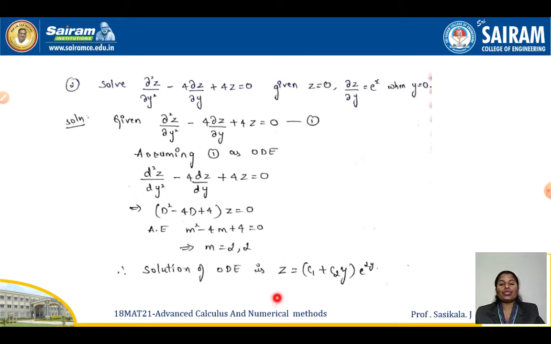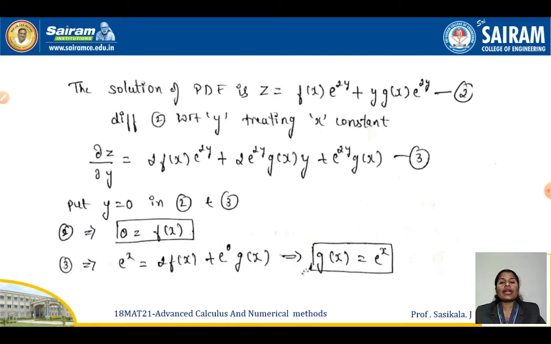So what is the solution? The solution of this ODE is z is equal to, it's real and equal roots, the second case of your homogeneous equation: (C1 plus C2 x) e^(2x). Instead of x here you have y as your variable, right? So (C1 plus C2 y) e^(2y). Now write your solution. What is the solution of the PDE? z is equal to f(x)e^(2y) plus y g(x) e^(2y).